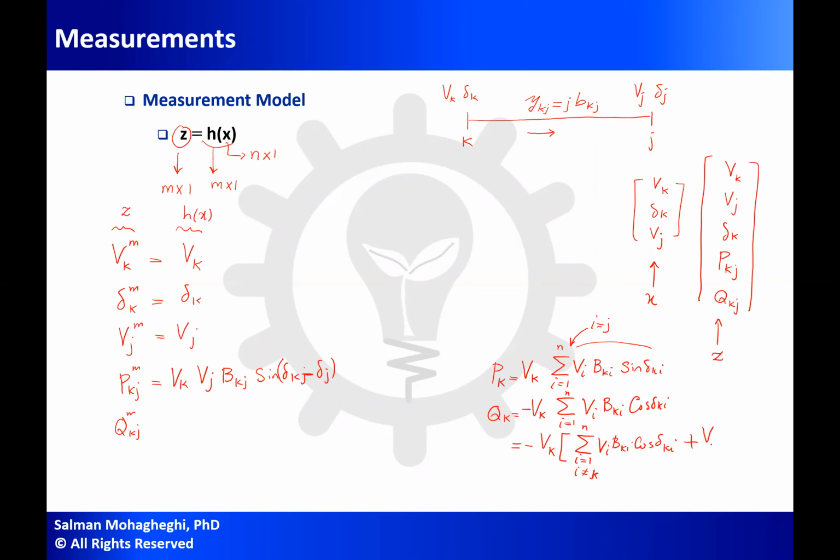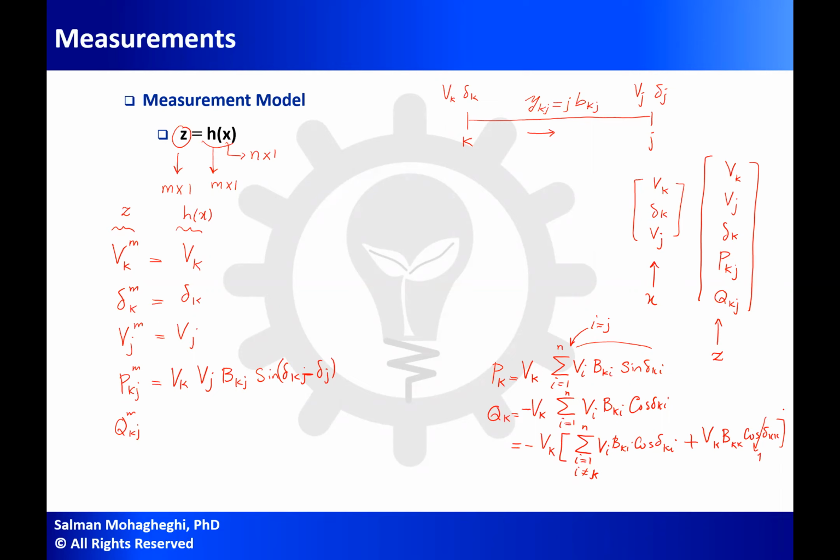And that would be VK Bkk cosine of delta kk, which is cosine of delta k minus delta k, and that would be cosine of 0, which is 1. I did not have to do this for active power because the corresponding term for active power would have been VK Bkk sine of delta kk, where sine of delta kk is sine of 0, which is 0, so that term would be irrelevant. But that term does exist when I'm looking into reactive power.